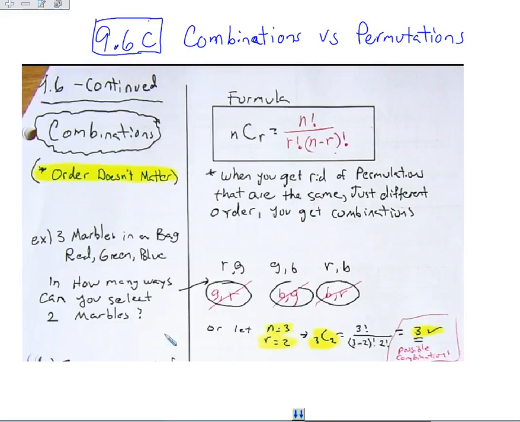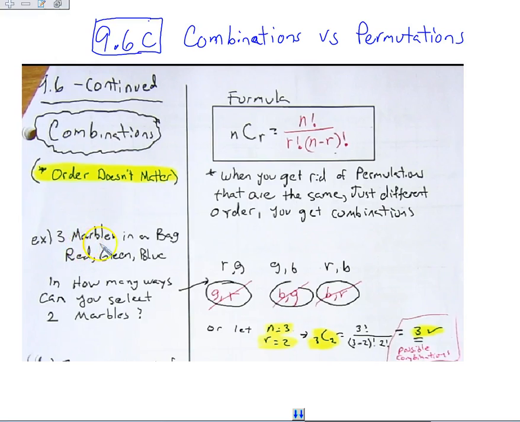In this video, I would like to go over combinations versus permutations, which is a topic in section 9.6 in our textbook. So this will be the third video that I've done in this section. Well, the main formula for combinations is this one right here, n choose r. And let me give you an example to illustrate when we use it.